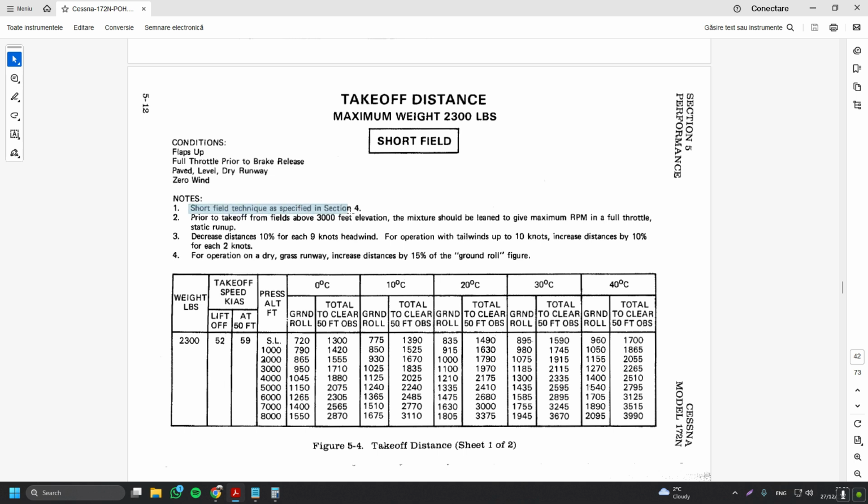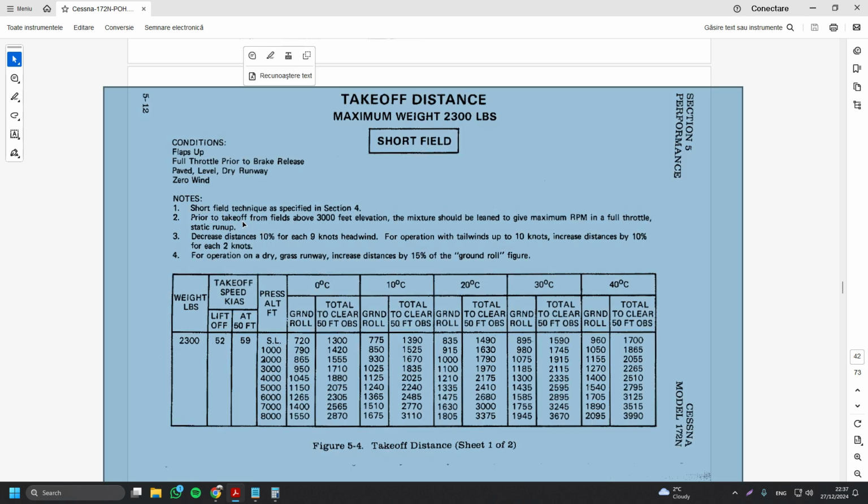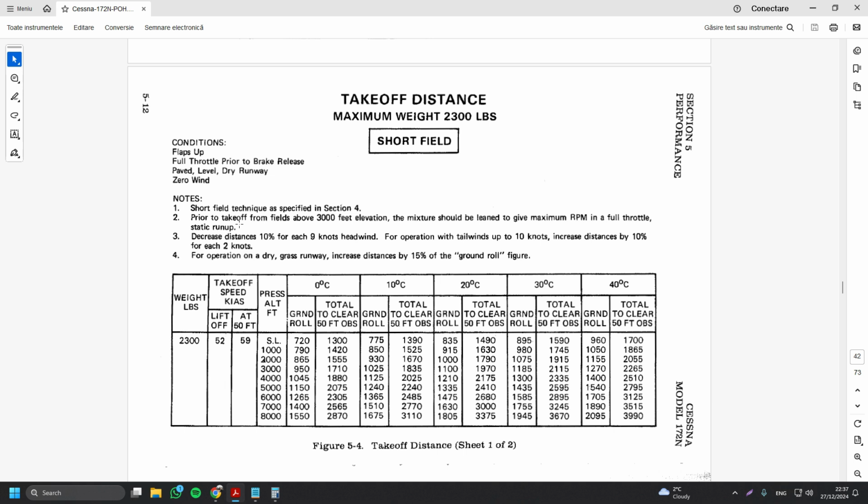Short field technique as specified in section 4. Yes, this is a short field takeoff. Prior to takeoff from fields above 3000 feet elevation, the mixture should be leaned to give maximum RPM in a full throttle static run-up. In our case, we'll use airports below 3000 feet, so this is not a point at which we should stay.